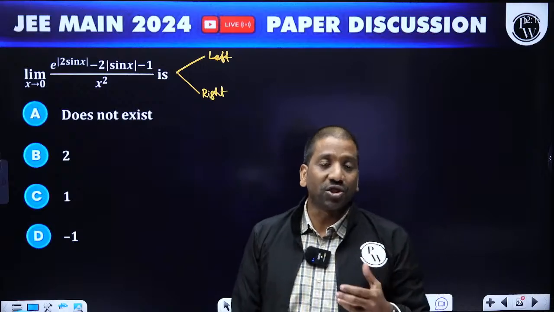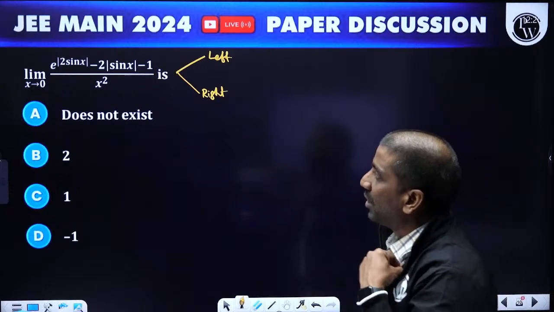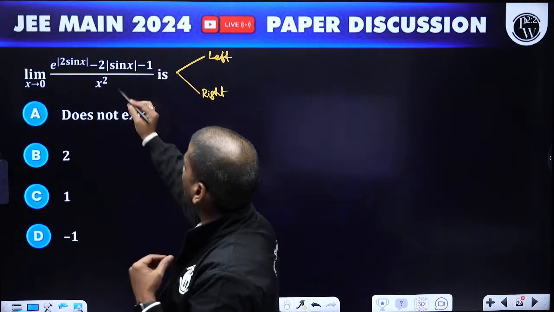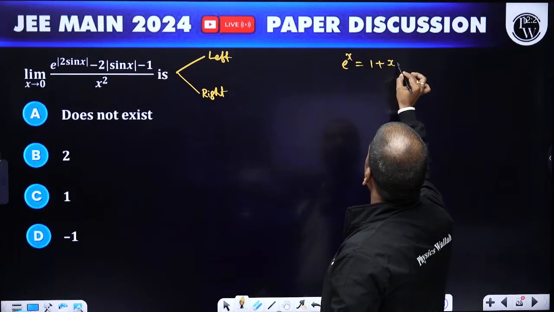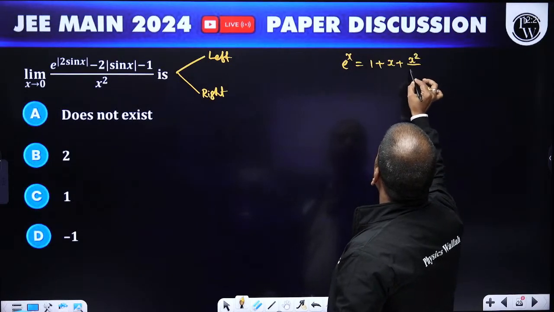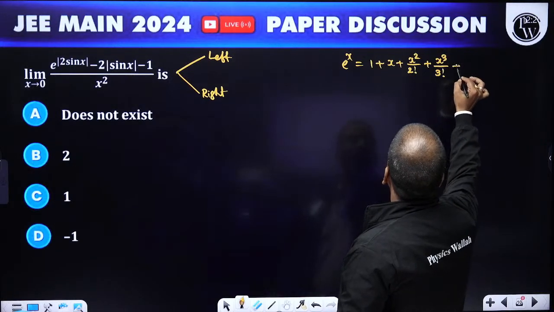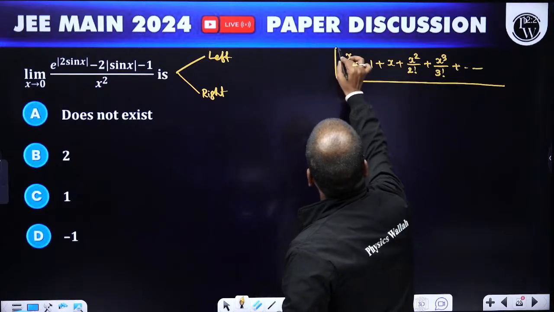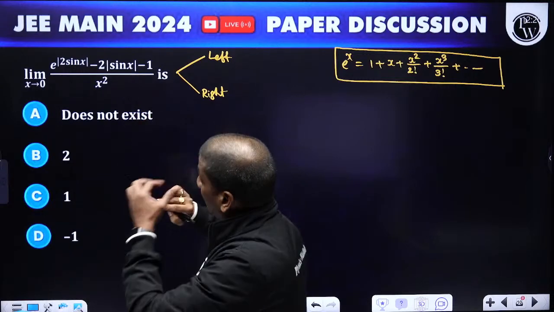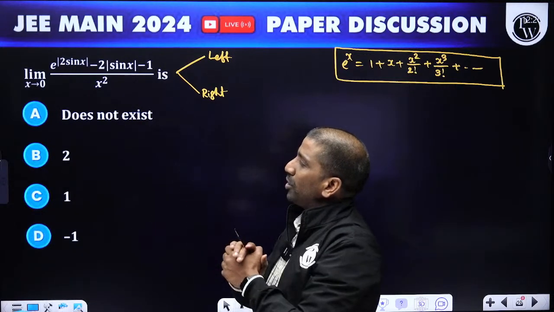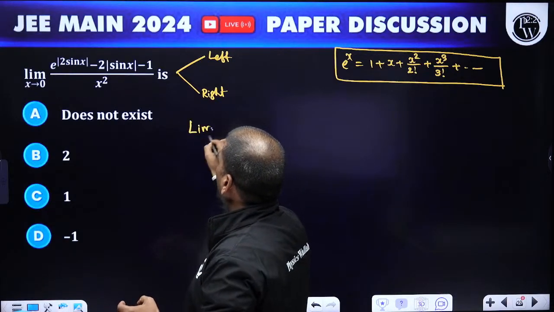we learned the expansions, and expansions will help us a lot. When we look at the expansions, we get the first terms. The expansion of e^x is 1 + x + x²/2! + x³/3! and so on. Because of this, with the given 2|sin x| and minus 1, there is no role of modulus. So that will not affect much. That's the reason I will apply the expansion.